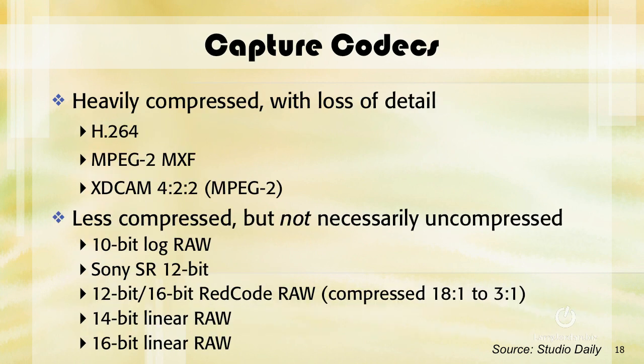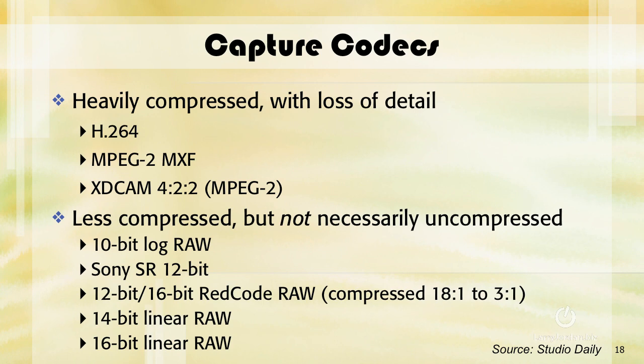There's really two clumps of codecs. There's heavily compressed codecs, which create a loss of detail. These include H.264, MPEG-2 MXF, and XDCAM 422, which is a variant of MPEG-2. There's also less compressed, but not necessarily uncompressed, RAW files. But there's no one single RAW file. There's 10-bit log RAW files and Sony SR 12-bit.